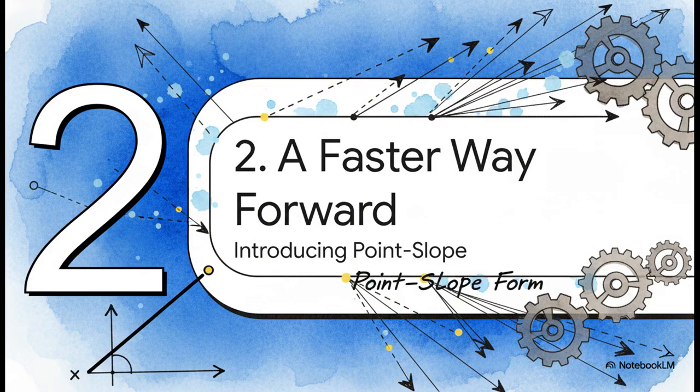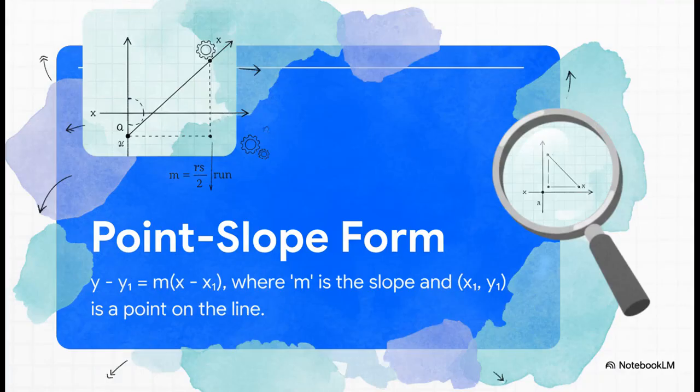Okay, let's get to the good stuff. There is a much better, much faster, and way more direct way to do this, and it's called the point-slope form. This thing is an absolute game changer. And here it is. This little formula is going to be your new best friend. y minus y1 equals m times x minus x1. It looks simple, and that's because it is simple.